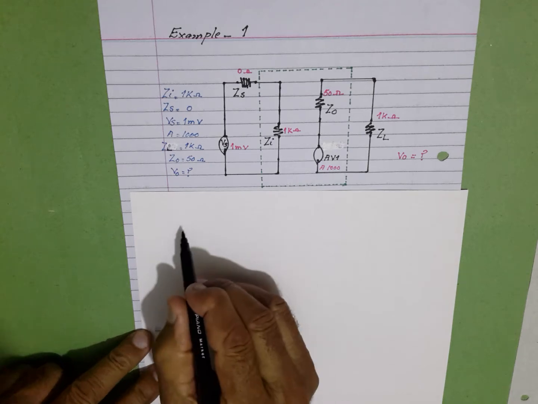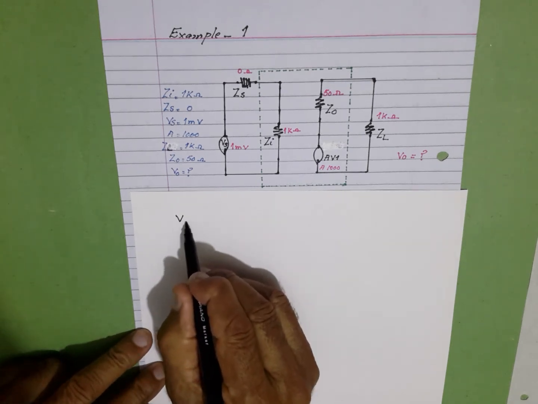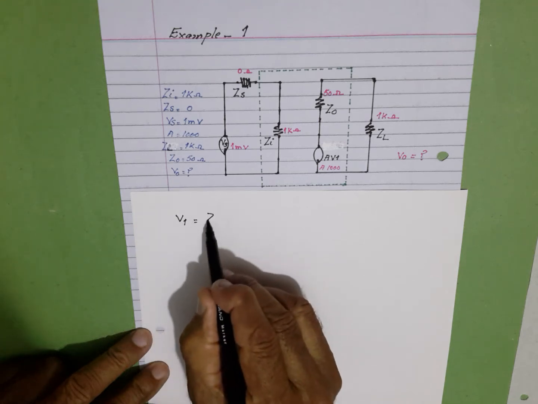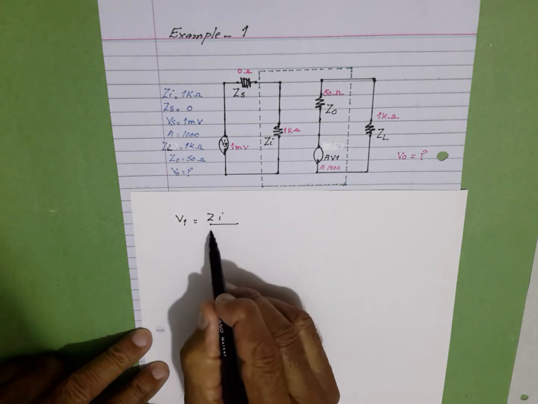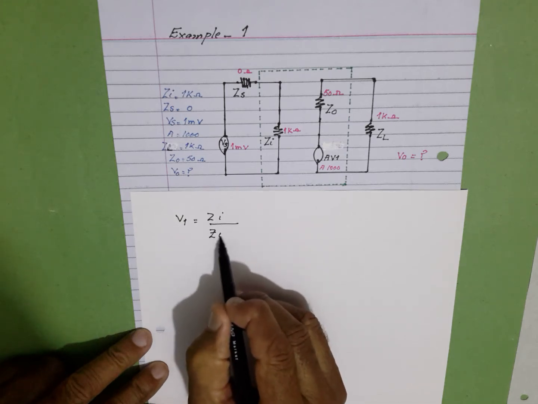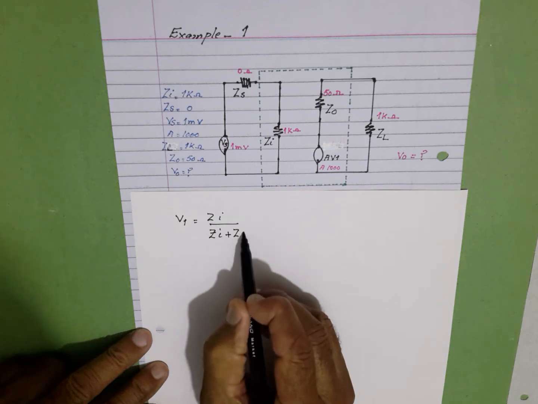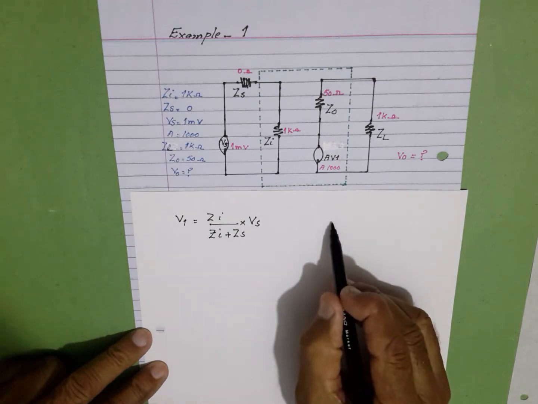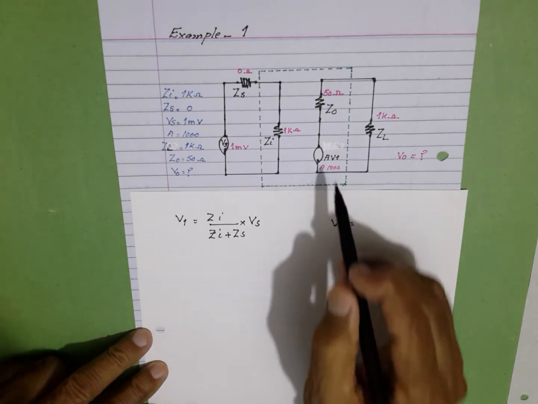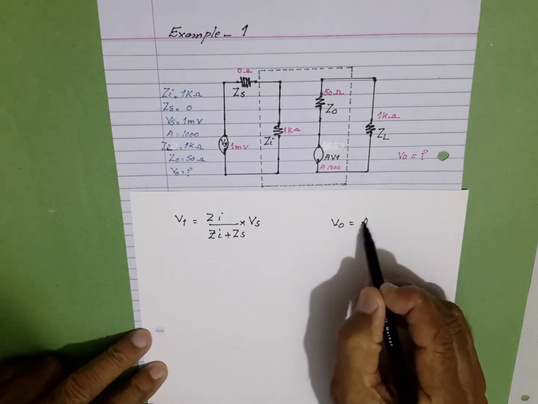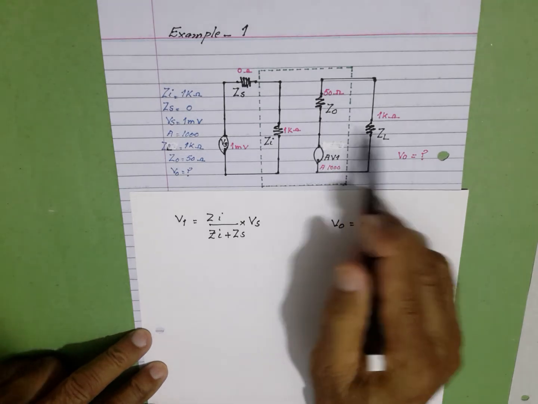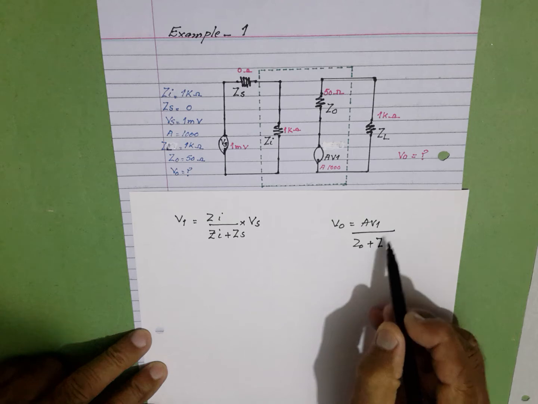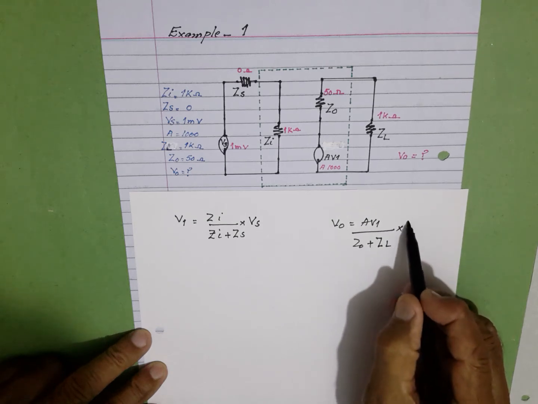First, we know V1 is equal to Zi over Zi plus Zs into Vs. V0 is equal to A V1 divided by Zo plus Zl, into Zl.